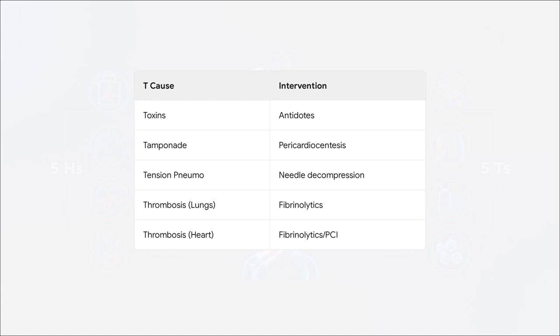And then thrombosis, which is split into 2. Thrombosis of the lungs, meaning a massive PE, or thrombosis of the coronary arteries, meaning a massive widowmaker heart attack. For those, you might actually need to consider fibrinolytics if the scenario fits.